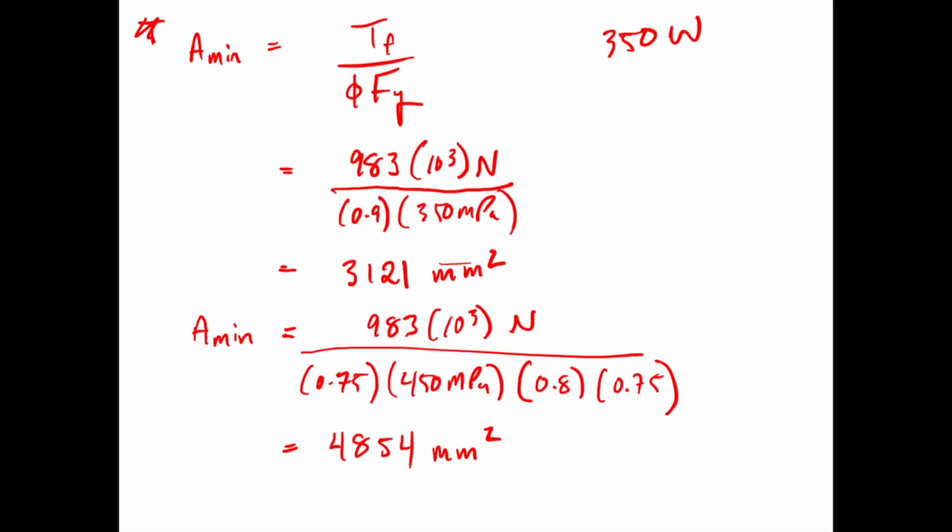4,854. Basically, we need more than 50% more steel, right? We need roughly, what's 1 over 0.6? Almost 60% more steel in the cross section here. And so we basically work with this 4,854 millimeters squared number. Okay, so we need a channel to have at least this much steel in it.